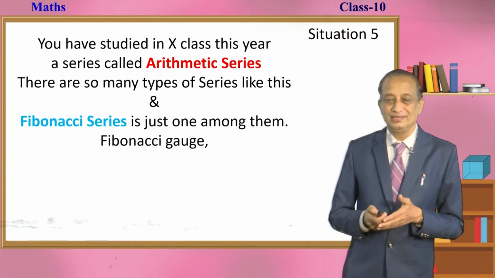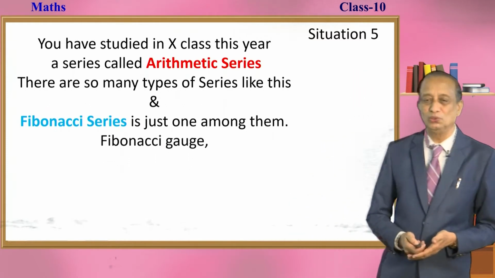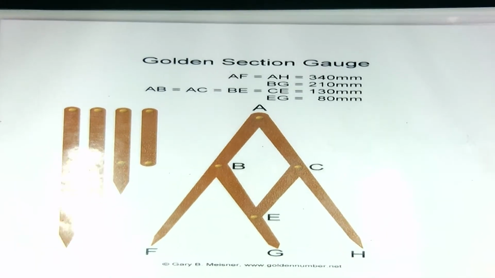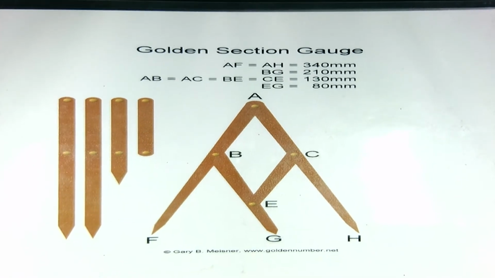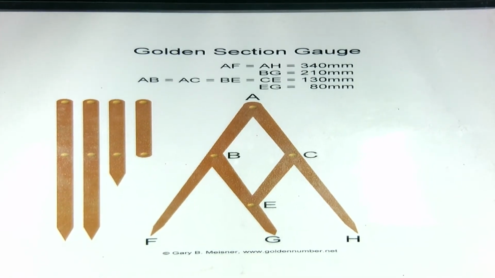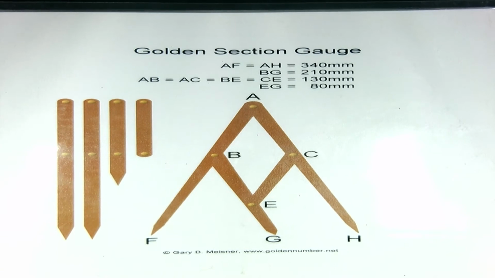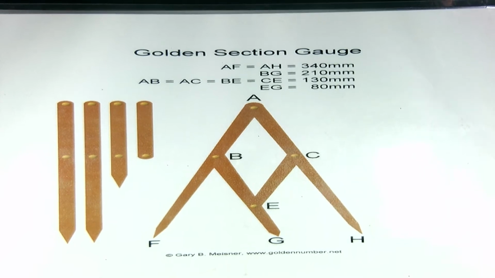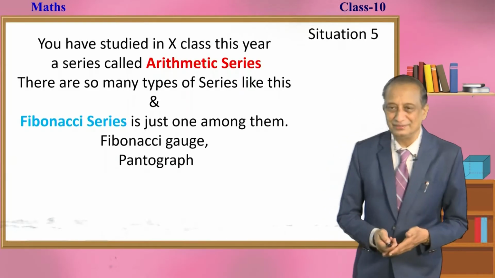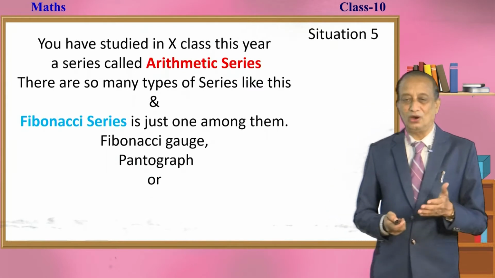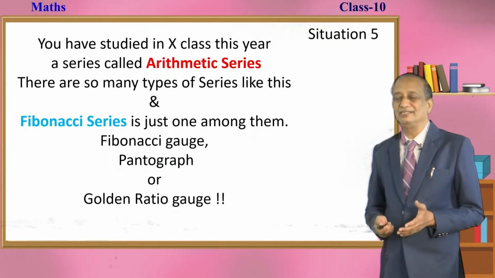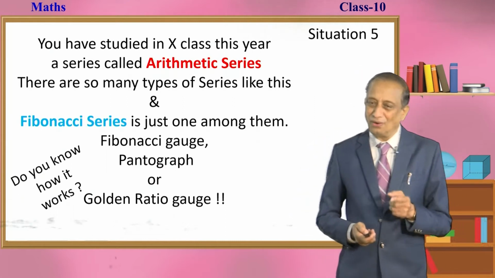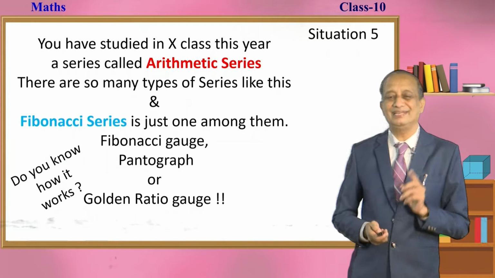Okay. So, here is a chart I wanted to show you. Observe this chart, children. This is called a Fibonacci gauge, pantograph, or a golden ratio gauge. Have you ever seen this kind of instrument anywhere, children? Okay, thank you. Now, this is called by 3 different names: Fibonacci gauge, pantograph and golden ratio gauge. Do you know how this instrument, this gauge works, children?